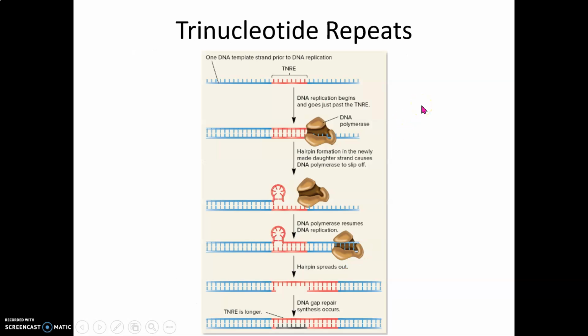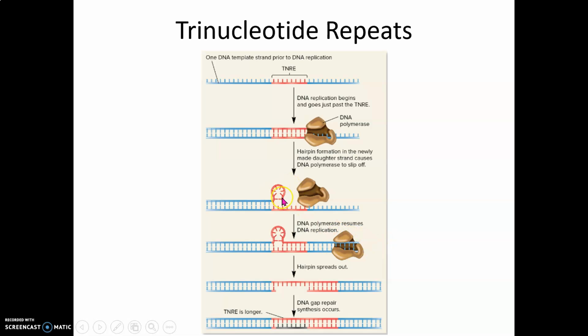Our dear friend, those trinucleotide repeats are back again. So here you have your trinucleotide repeat, and our DNA polymerase is going along and putting it in there. Well, all these things are alike, and so now we get this hairpin that forms in part of it. And when this hairpin forms, our polymerase just goes on about its job.